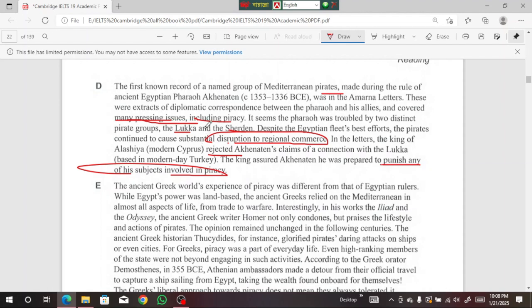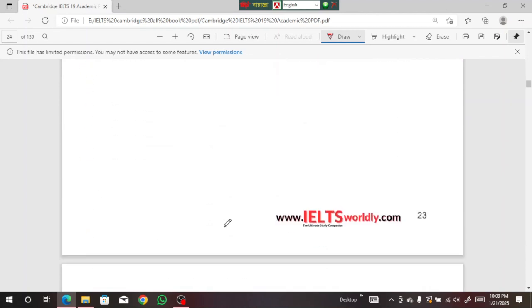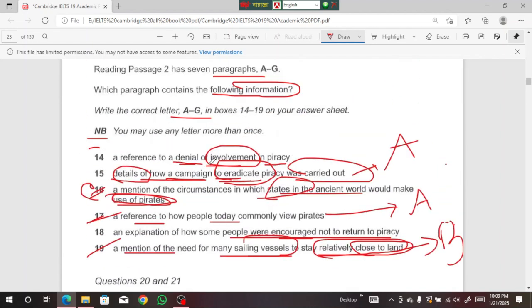The king assured Akhenaten he was prepared to punish any of his subjects involved in piracy. As mentioned here, there is some rejection. In this passage, they mention the king of Cyprus rejected Akhenaten's claim of a connection. They said they would punish any of his subjects involved in piracy. So they rejected it, as mentioned here. The Lukka involvement in piracy was denied by the king. So question number 14, answer D.